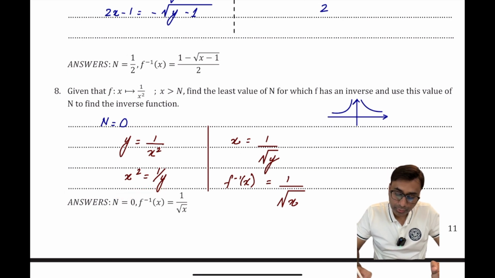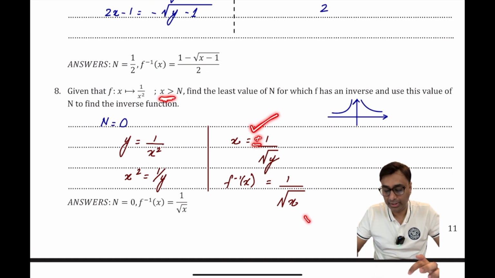Again, when I took the square root, I had a choice of plus and minus, but because of this greater than sign, I'm just going to pick the positive sign and find the inverse function.